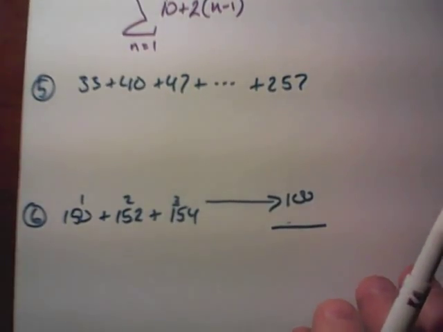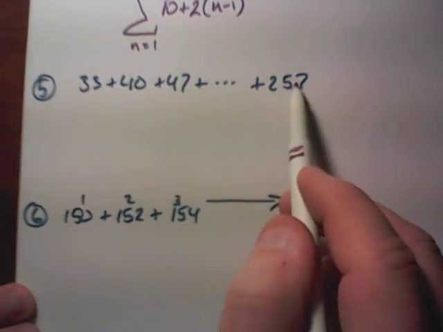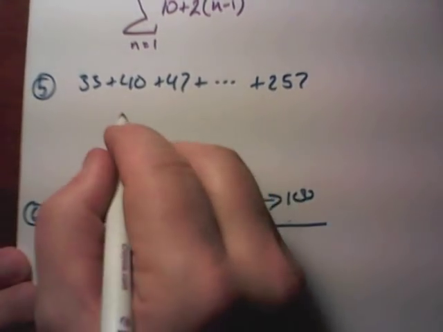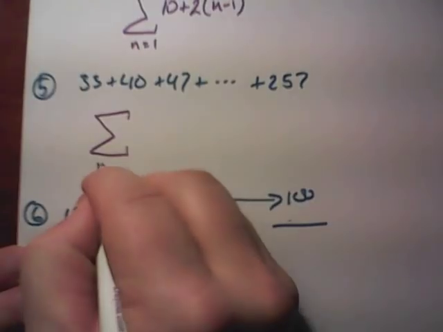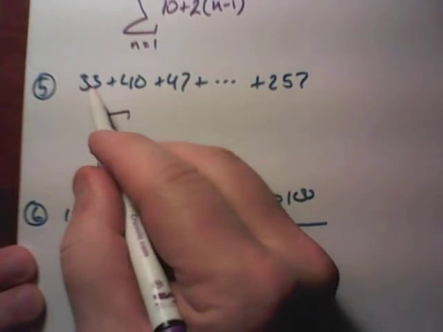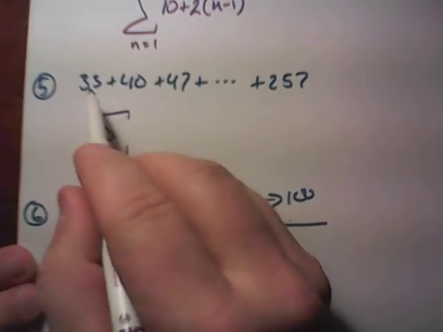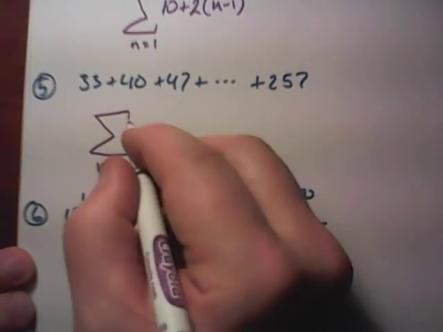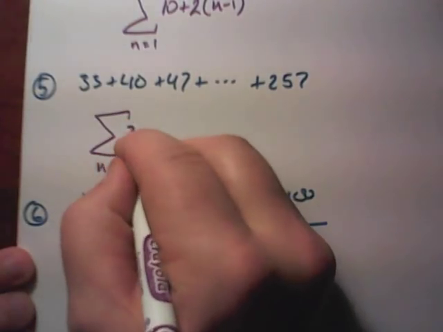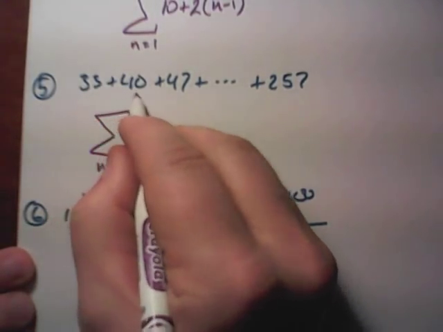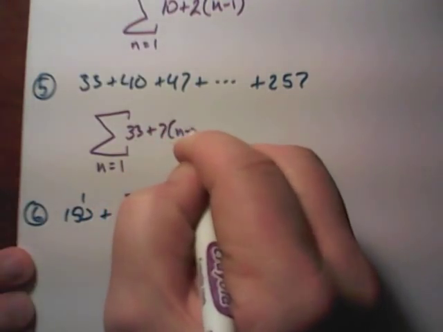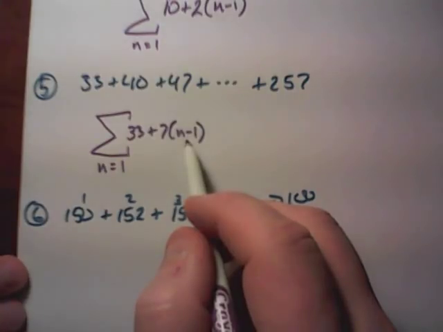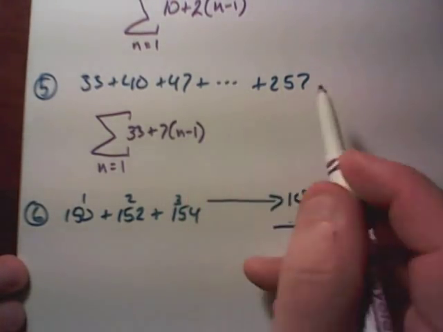Let's do an example where we do two things. We're going to write this in summation notation, and then we're going to actually find the sum. So this particular example is going to look something like this. We're going to let 33 be the first term, and we're going to have to figure out how many terms there are here in a little bit. But our formula is going to be this. We start with 33, and it looks like we add 7 n minus 1 number of times. Remember, this is the explicit formula for an arithmetic series or sequence.